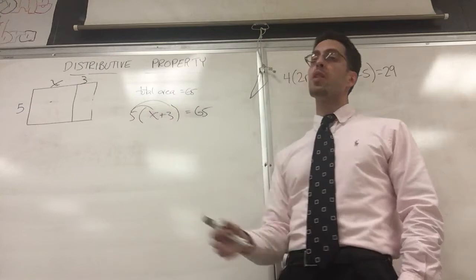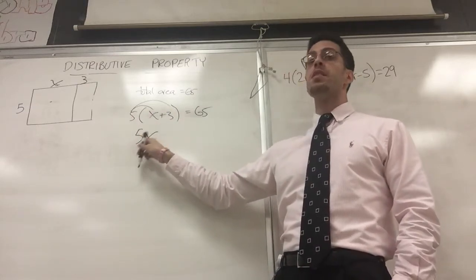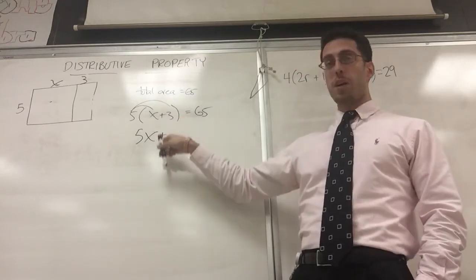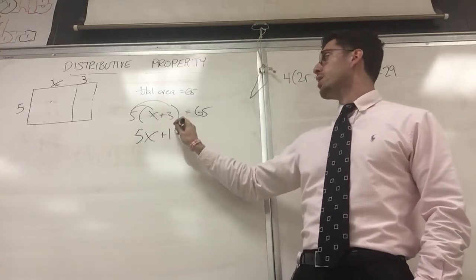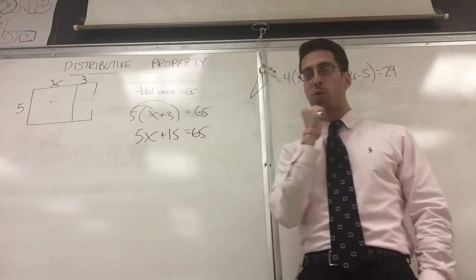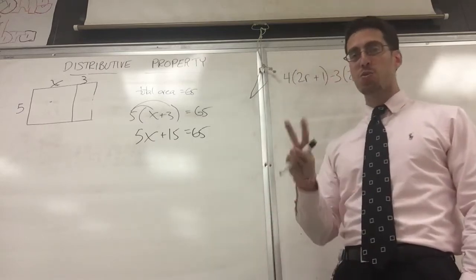5 times x, I know they're not like terms, but you can still multiply them to get 5x, because 5x means 5 times x. 5 times 3, plus sign drops down. It's a positive 3, so that's 15, equals 65 drops down. This looks so familiar. If only I knew how to... Yeah, I did see a video on solving 2-step equations.